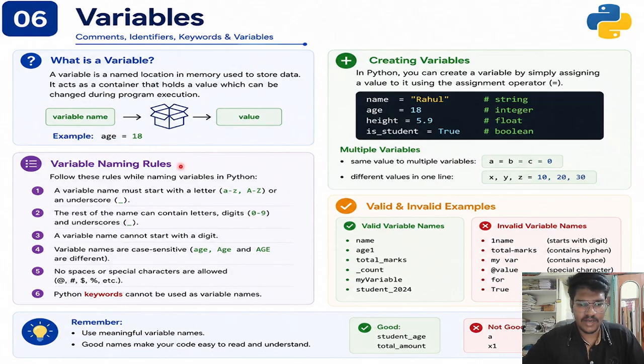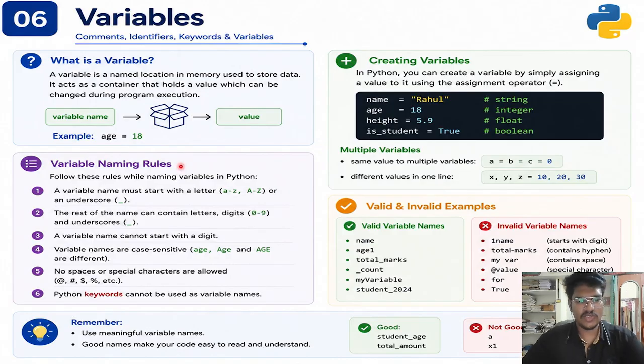Now there are some valid and invalid examples. Let's review some examples quickly. Valid names are name, total_marks, and student_count. And there are some invalid ones, like 1name, which starts with a digit; total-marks, which contains a hyphen; and my name, which contains spaces, so it is invalid. And if you write True, then it is a keyword.